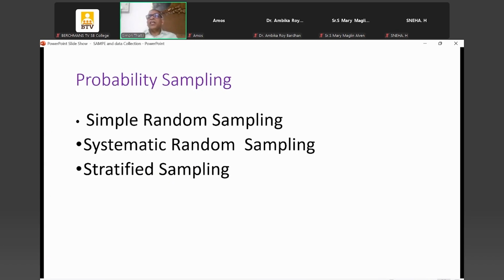Now let us come to the techniques. We have probability sampling and non-probability sampling. In probability sampling, again, we have simple random sampling, systematic random sampling, stratified sampling. And generally, probability sampling is used when we have a large population, because the idea is to get a representative sample. So when you have a large population and we do not know the exact heterogeneity of the population, because from each heterogeneous group we need to have a sample.